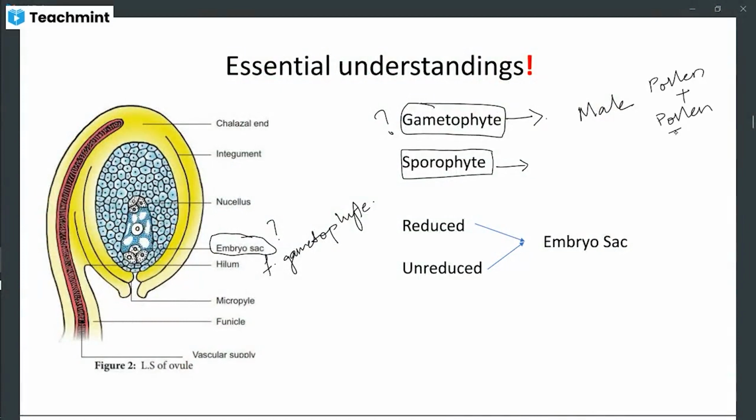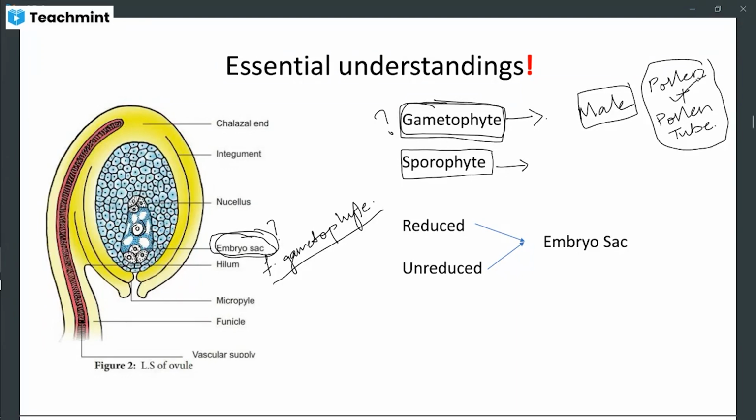Okay, so hope you understood. Gametophyte is nothing but a structure which holds the gamete. In case of female, it is the embryo sac because it holds the egg cell. Whereas in case of your male, it is both the pollen as well as your pollen tube.